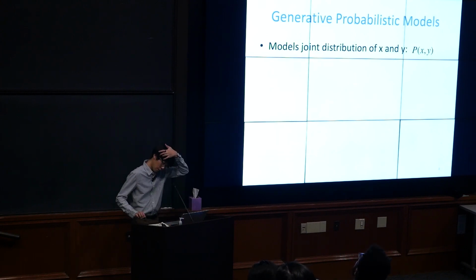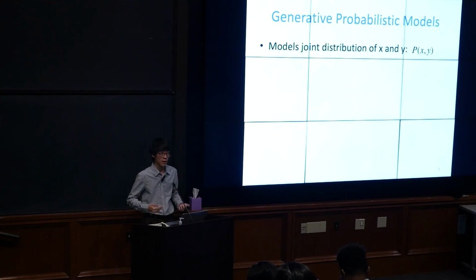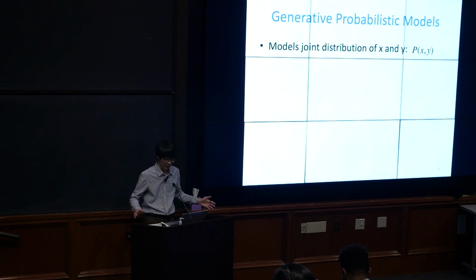Okay, so we're going to start by defining a probabilistic model. We also call these generative models, and we'll see why as we move on. But probabilistic models model a joint distribution of x and y. So this is the probability of x comma y. And this is different from what we saw in the previous lecture, where we had x conditioned on y. A probabilistic model actually models this entire joint distribution of observing x and y at the same time.